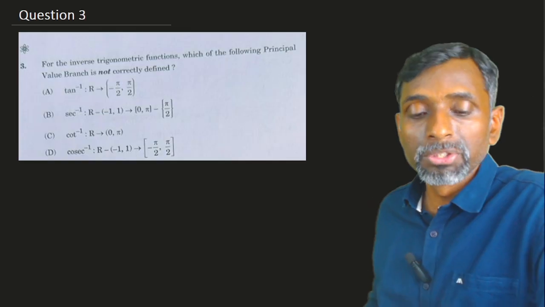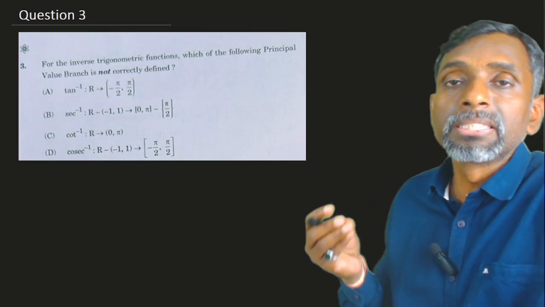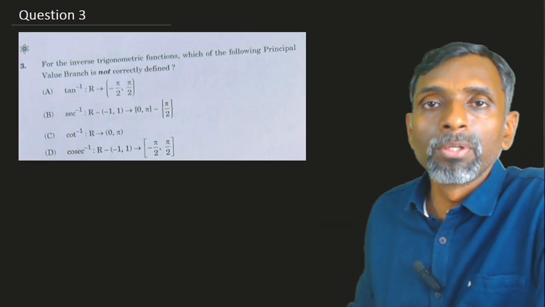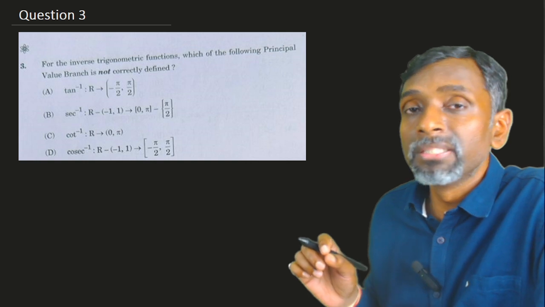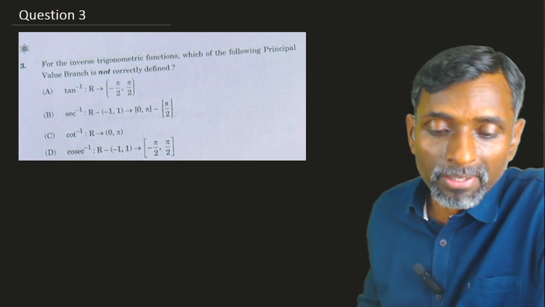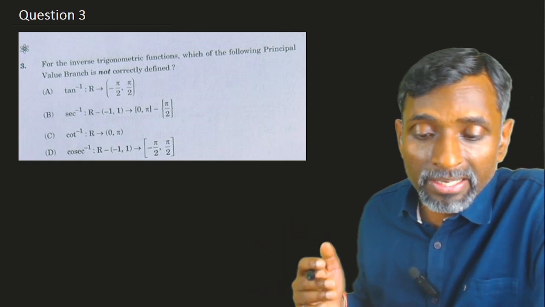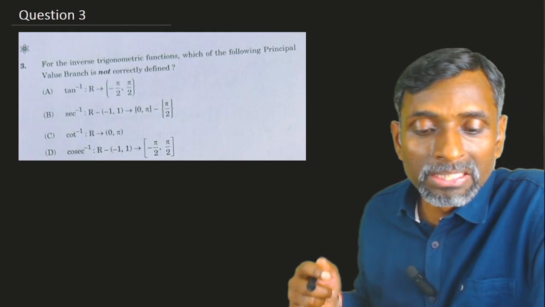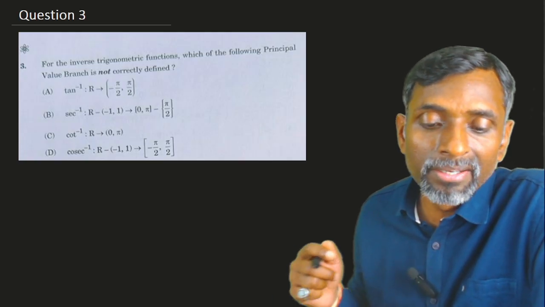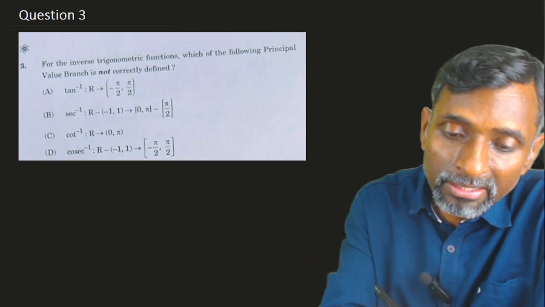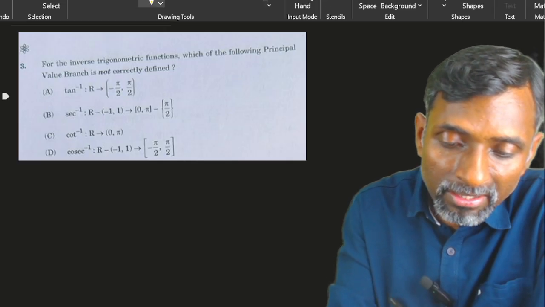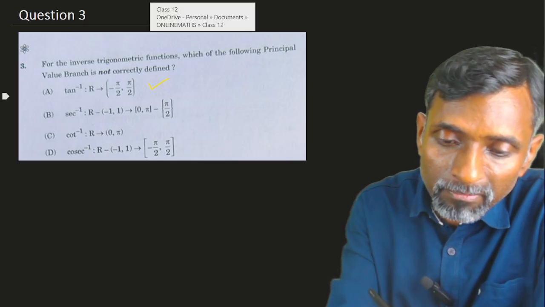Let's move to the third question. This is a very simple question based on inverse trigonometric functions. It is just a formula. Read the question: which of the following principal value branches is not correctly defined? We can see the first one is correctly defined.